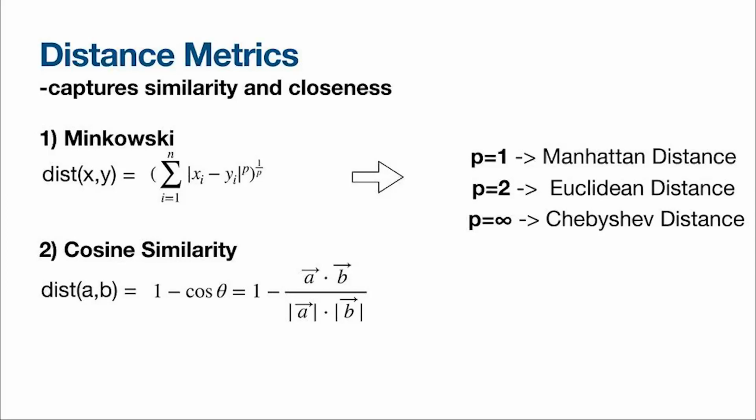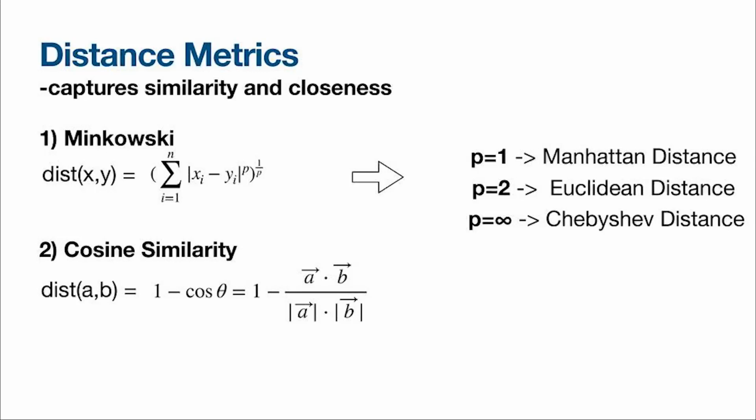When we put p equals 2, it is basically the Pythagoras theorem. It is also called the Euclidean distance. If you put p equals infinity, then it is basically the Chebyshev distance. Now which one should you use? It is basically a hyperparameter, and you have to do trial and error and see which one works best for your example.